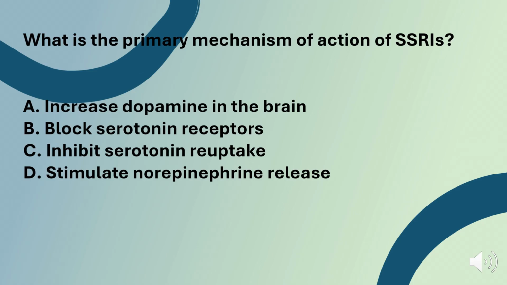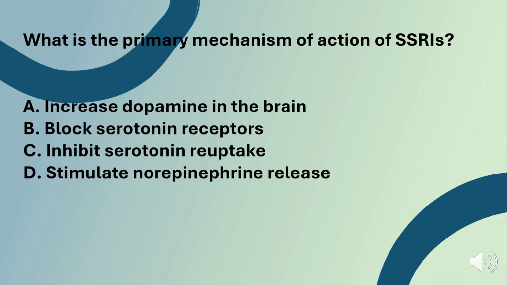So if we look at that, would that mean that it would be A, increase dopamine in the brain, B, block serotonin receptors, C, inhibit serotonin reuptake, or D, stimulate norepinephrine release? So in this question, we know that we can rule out A because it's not going to increase dopamine. It's a selective serotonin reuptake inhibitor. And we know we can eliminate D because it does not stimulate norepinephrine release either. So that's going to leave B or C. So now we're down to 50-50.